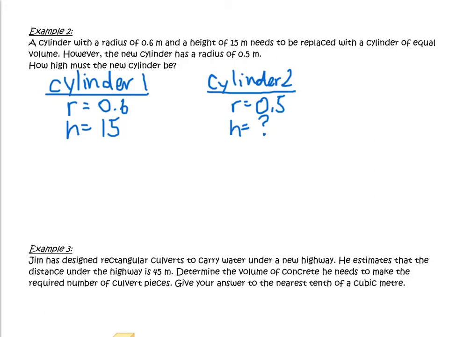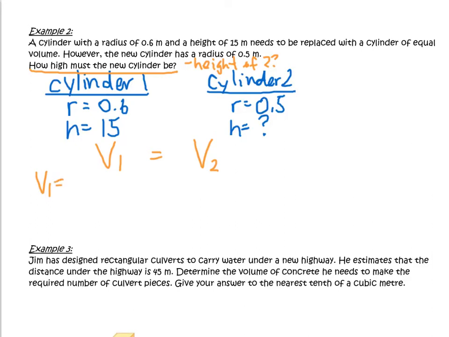Again, that's the hard part. It says how high must a new cylinder be? That was asking for the height of cylinder 2. What other information is it giving us? Liam? Cylinder 2 has the same volume as cylinder 1. The volume of 1 must equal the volume of 2. So what should we do for the first step? Jessica? Find the volume of cylinder 1.